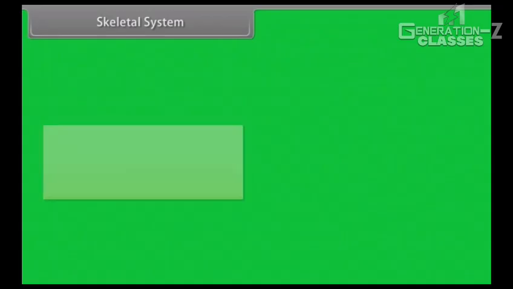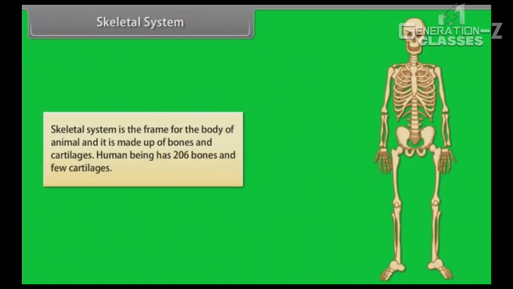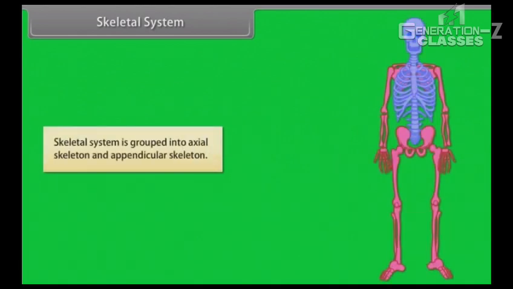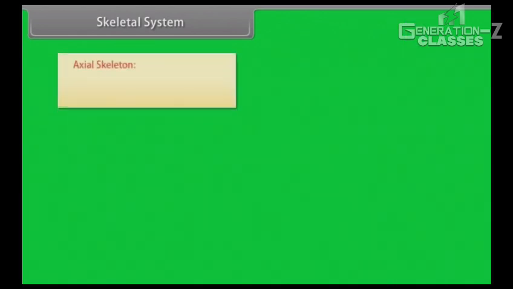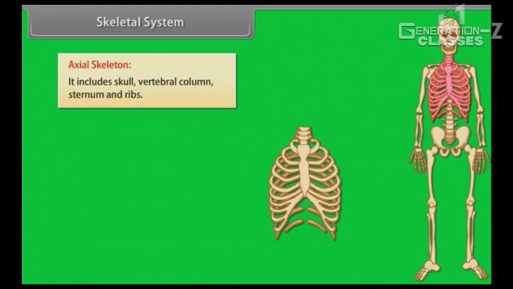Skeletal system. The skeletal system is the frame for the body of an animal, and it is made up of bones and cartilages. Human beings have 206 bones and a few cartilages. The skeletal system is grouped into the axial skeleton and the appendicular skeleton. Axial skeleton. It includes the skull, vertebral column, sternum, and ribs.